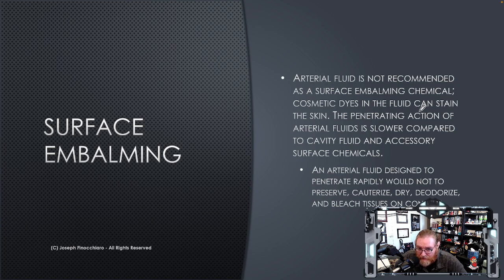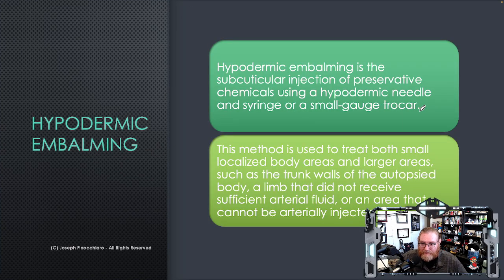Arterial fluid is moderated to diffuse before preservation starts, so it does not penetrate the same exact way as cavity fluid. The penetrating action of arterial fluid is slower compared to cavity fluid and accessory surface chemicals. An arterial fluid designed to penetrate rapidly would not preserve, cauterize, dry, deodorize, and bleach tissues on contact. It will penetrate fluid rapidly because it is intended to take advantage of passive transport systems to get through your interstitial spaces, get into the cell, and then start releasing its preservative. It's a completely separate theory.